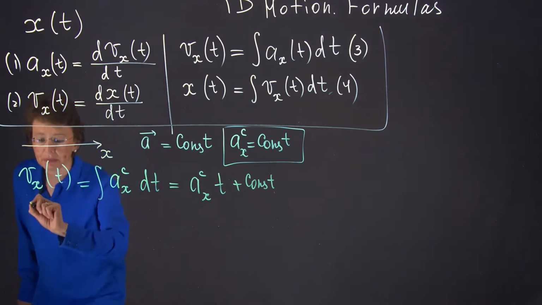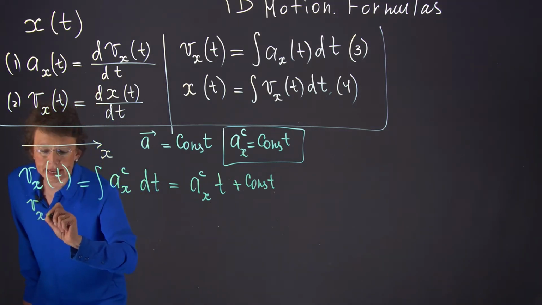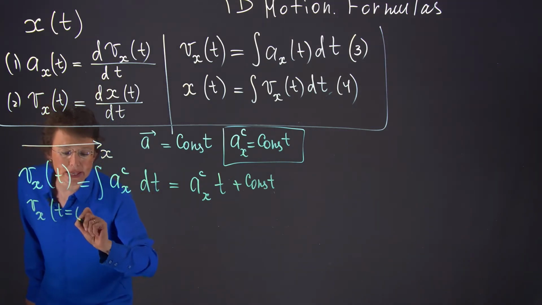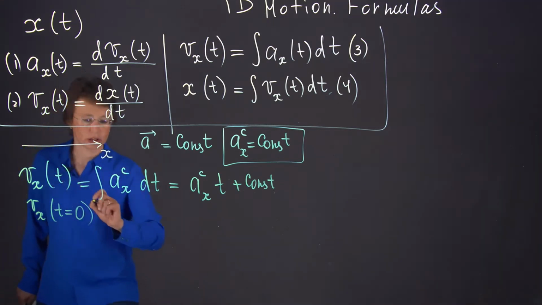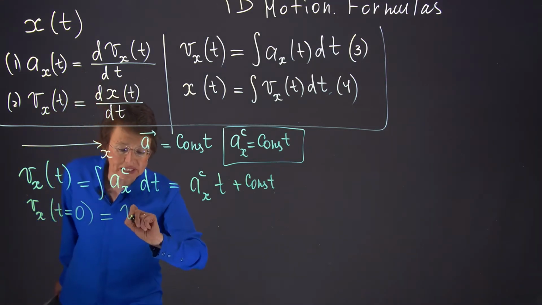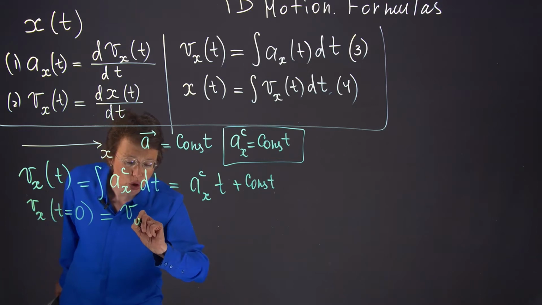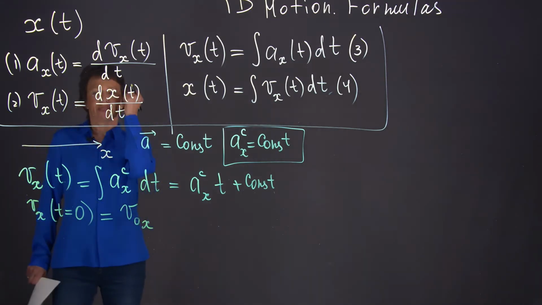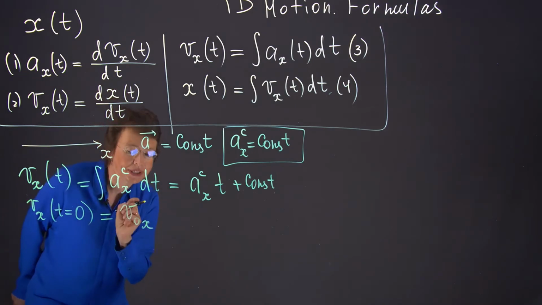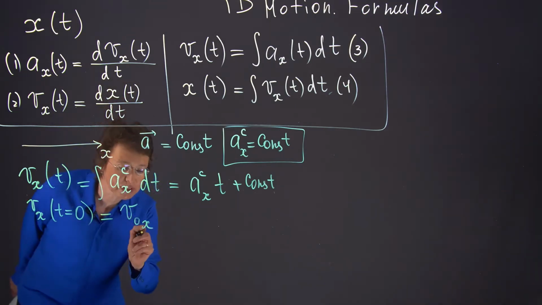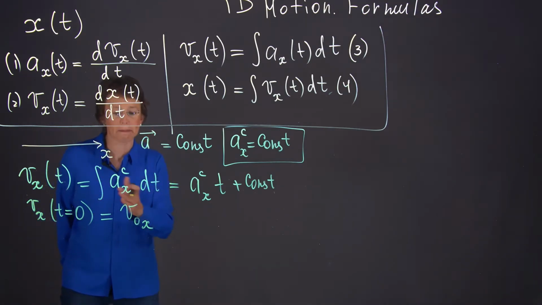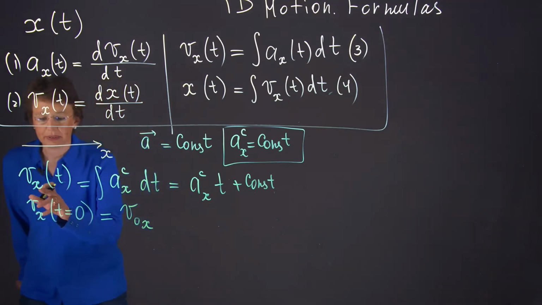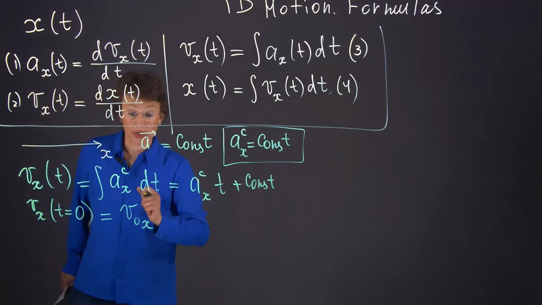For example, it is given to me that velocity at time moment 0 was equal to a specific number that I will call v naught x. What is v naught x? That's a number, naught or 0 here emphasizes that this is a specific number, 5 meters per second, whatever. Now, I will find the constant.